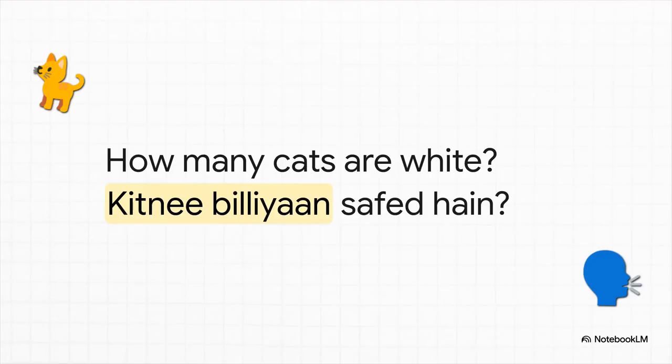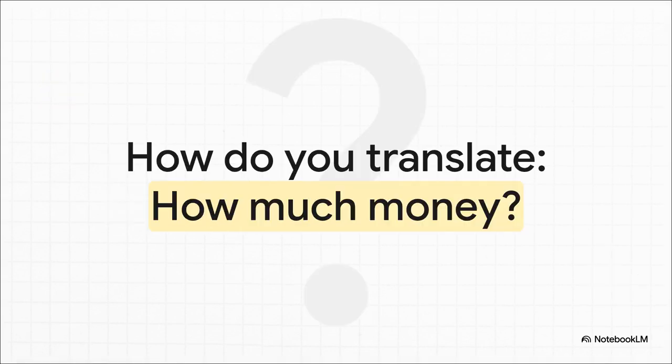All right, learning a language is very much a physical skill, so I want you to treat this like a one-on-one tutoring session. I really want you to speak out loud. How do we say how many cats are white? Well, it translates to "kitni billiyan safed hain." I'm going to say it, and then I want you to repeat right after me. Ready? Kitni billiyan safed hain. Great job. Did you notice how kitni perfectly matches the feminine plural noun billiyan? Now, it is your turn.